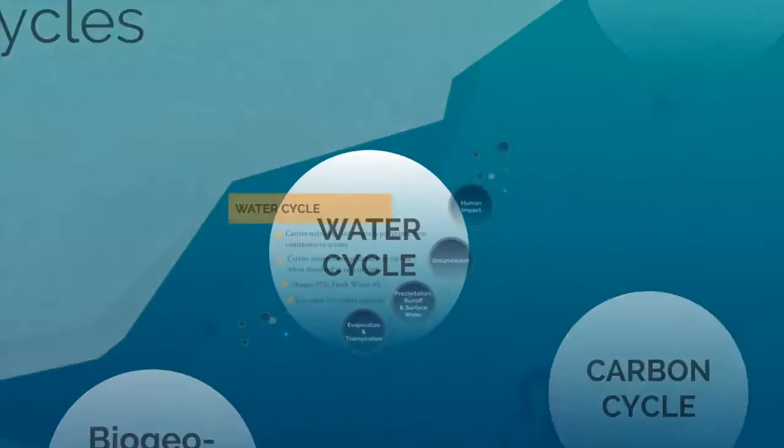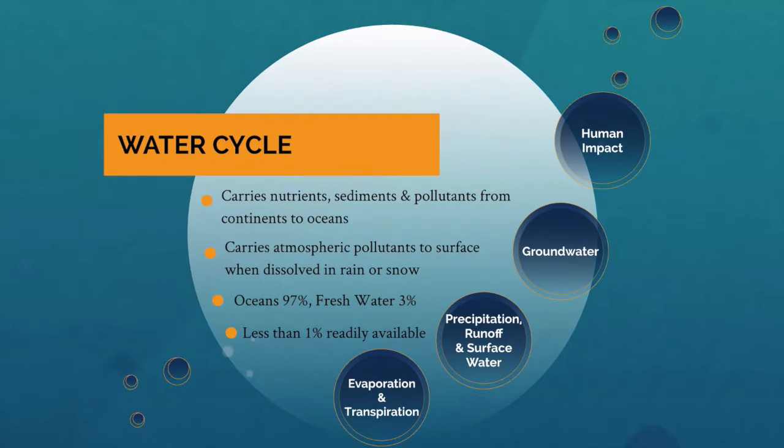Now let's move on to the second part, the water cycle. Water carries nutrients, sediments, and pollutants from the continents to the oceans via surface runoff, streams, and rivers. These materials can be carried for thousands of miles on ocean currents. Water also carries atmospheric pollutants to the Earth's surface when they dissolve in falling rain or snow. The water cycle, or hydrologic cycle, summarizes how water, in liquid, solid, or gaseous forms, flows through the environment.